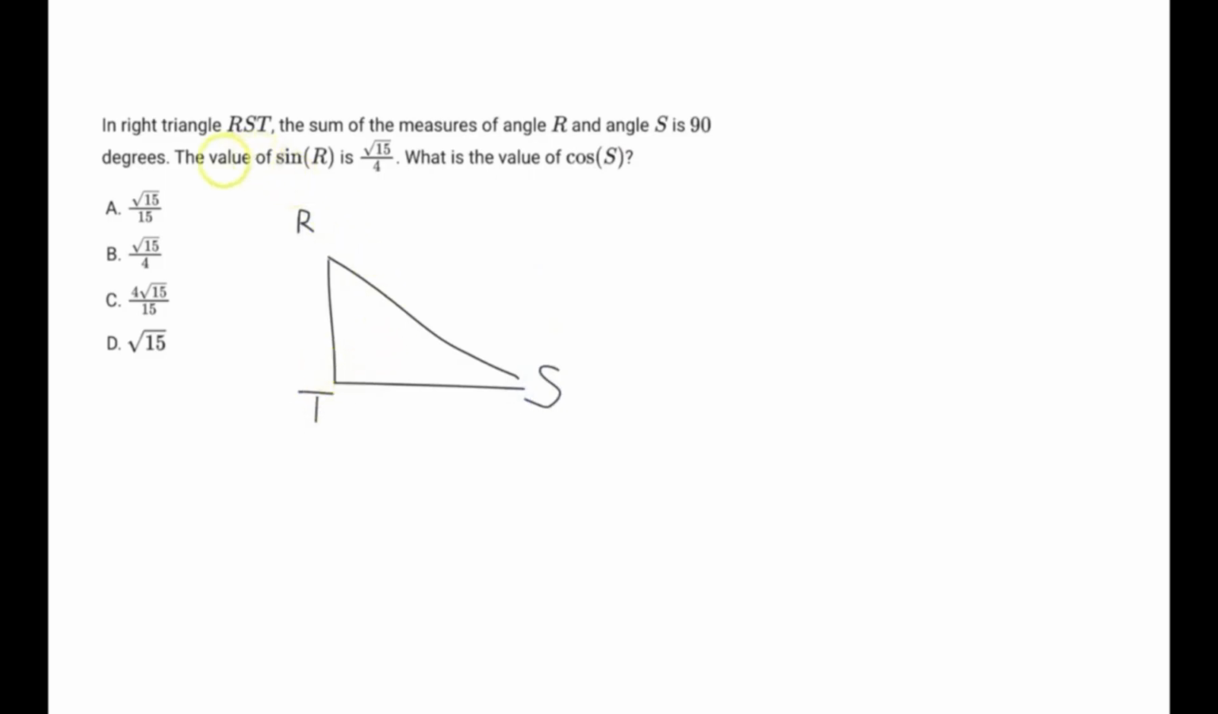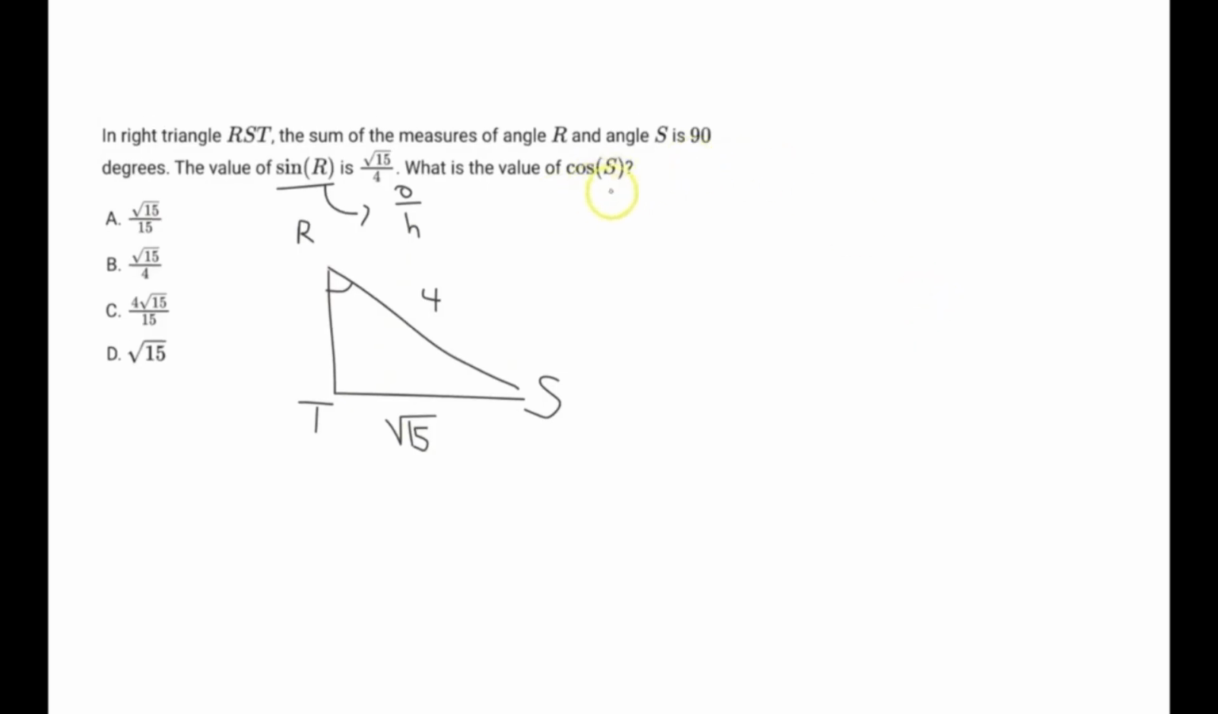All right. So the value of sine R, so sine, if you know SOHCAHTOA, is opposite over hypotenuse. So if we look at this angle measure, the opposite side length of this angle is over here. So this value will have the square root of 15. And then the hypotenuse would just be the hypotenuse of the triangle, which is RS. So here we would have a value of 4. I just want to erase this arrow. Okay, perfect. So now it's asking, what is the value of cosine S?